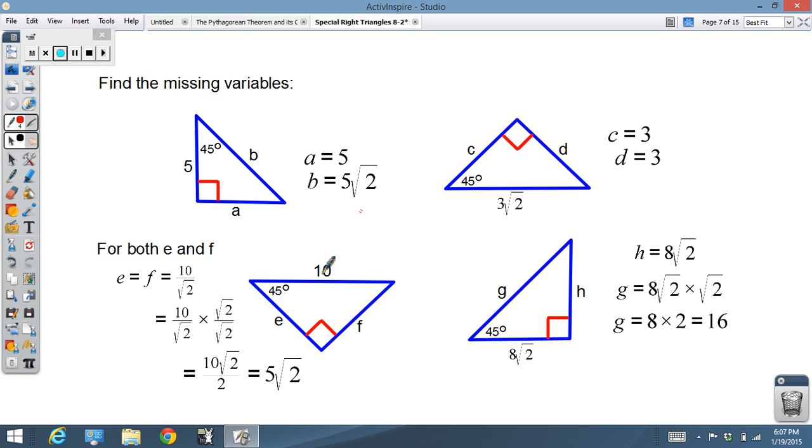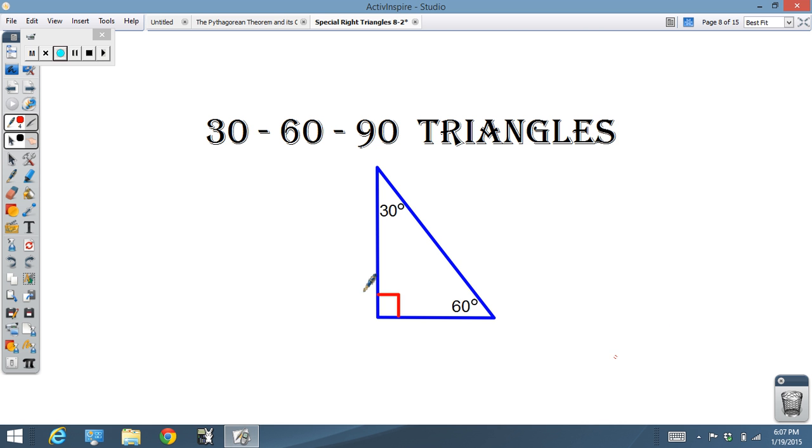Okay? So I hope you can follow those along. If you need to, go back, watch them over again, and see if they make sense to you, all right? Because more of the same or more similar is coming up. We are talking now about 30, 60, 90 triangles. Okay, we're going to have the same kind of thing coming up here, a little bit more complicated though, okay?